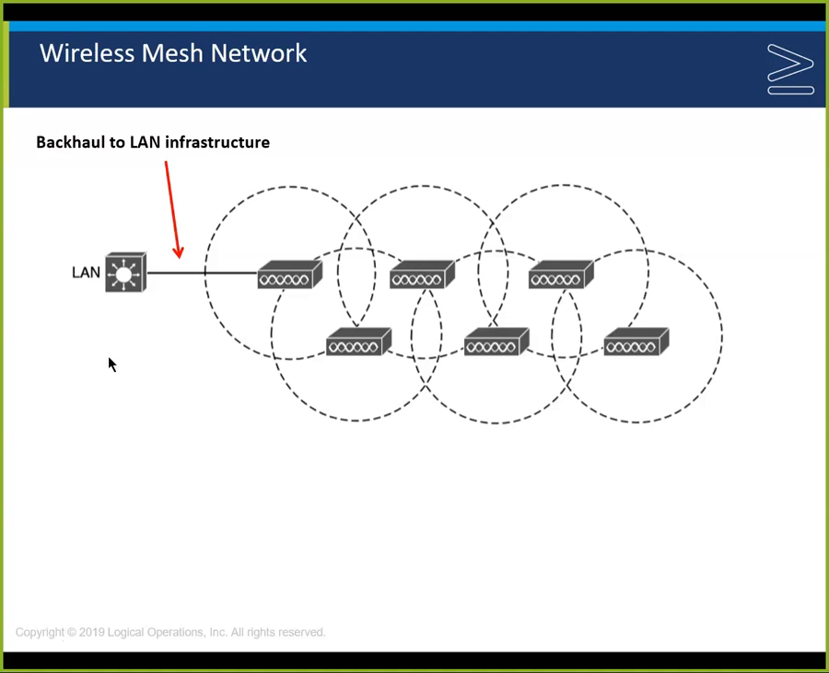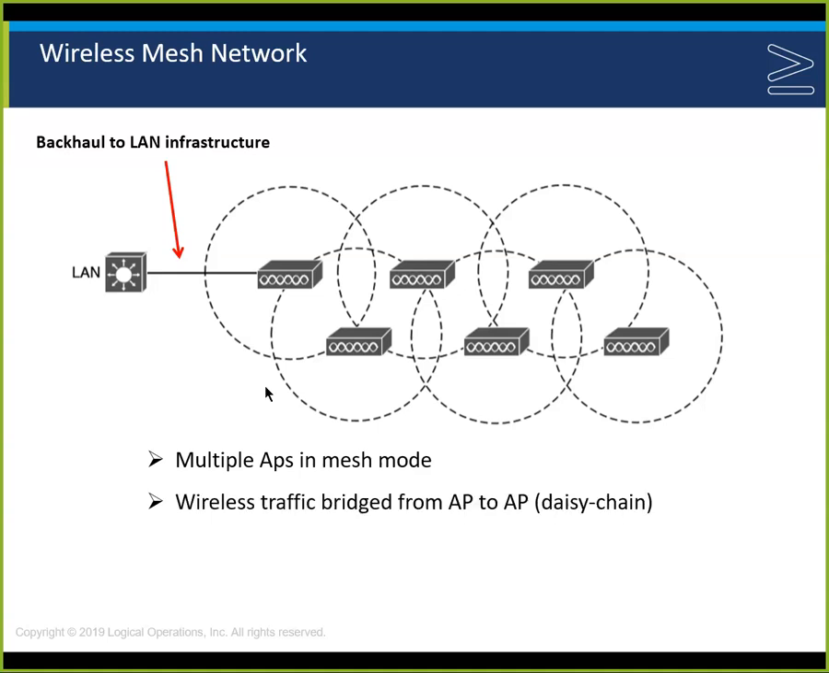The wireless mesh network: Cisco has devices that we can set up as a mesh. Actually, you just put in the wireless devices and they'll figure out who else is connected. Multiple access points are configured in mesh mode, and the wireless traffic is bridged from one access point to the other. It's going to be a daisy chain. The basic service set is going to be 2.4 gig, and the AP to AP is over 5 gig.